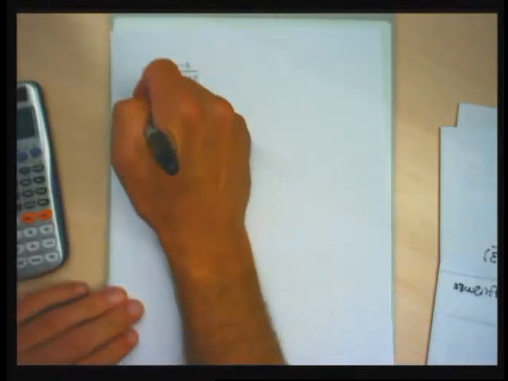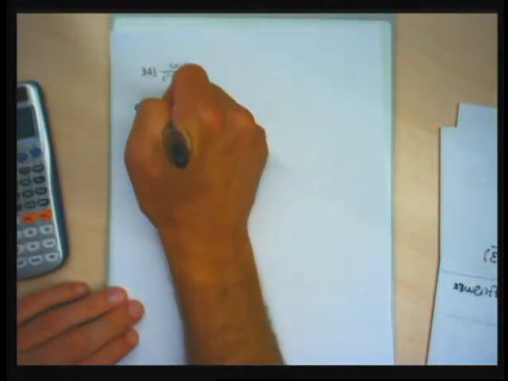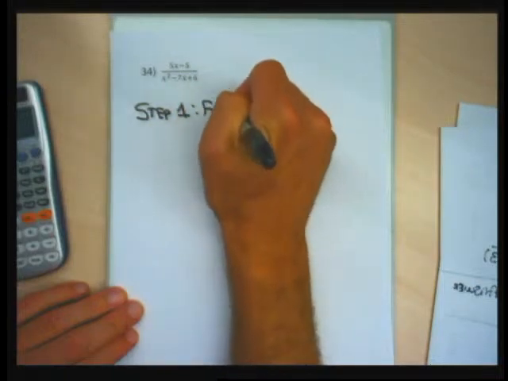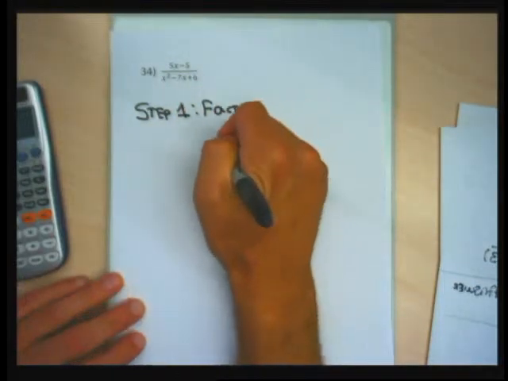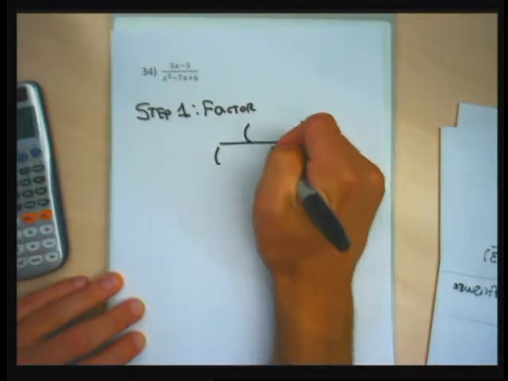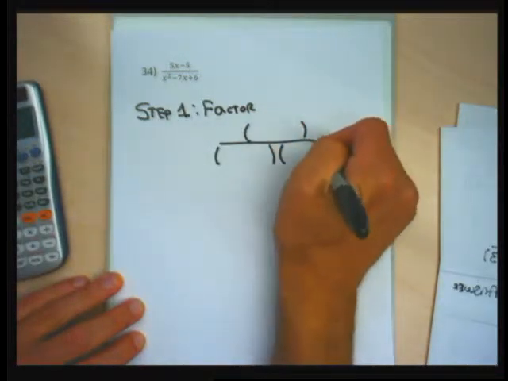It would be nice if you could do 34 independent of me, but if you can't, it's okay. You can just watch me do it. So step 1, you can't cancel because when terms have pluses or minuses between them, you can only cancel when they're exactly the same.